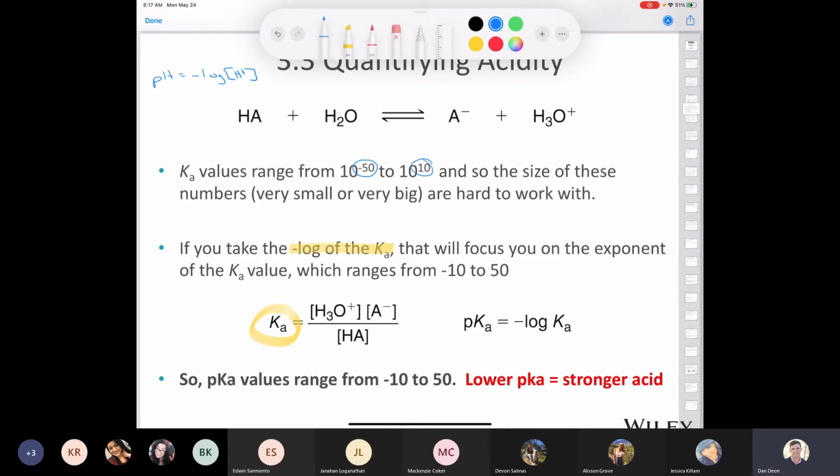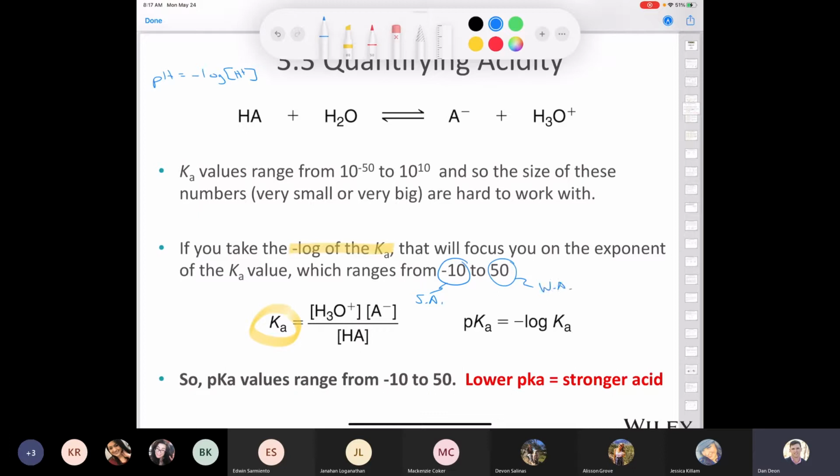Negative 50 to 10. And when we take the negative log, we get numbers that range from negative 10 all the way to 50. So what does that tell you? Since our pKa values range from negative 10 to 50, since we're taking the negative log, that means that the lower the pKa, the stronger the acid. So a strong acid has a pKa that goes all the way down to negative 10. And if we have a pKa that's really high, that's going to be a weak acid, a very weak acid.